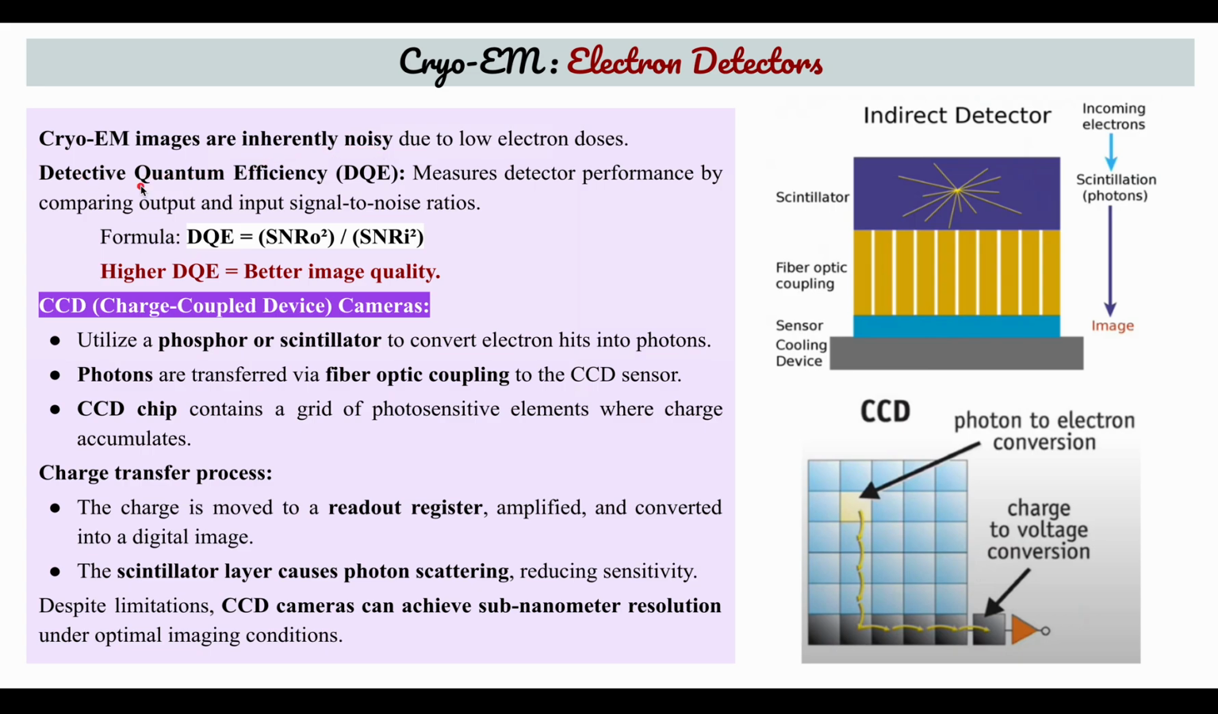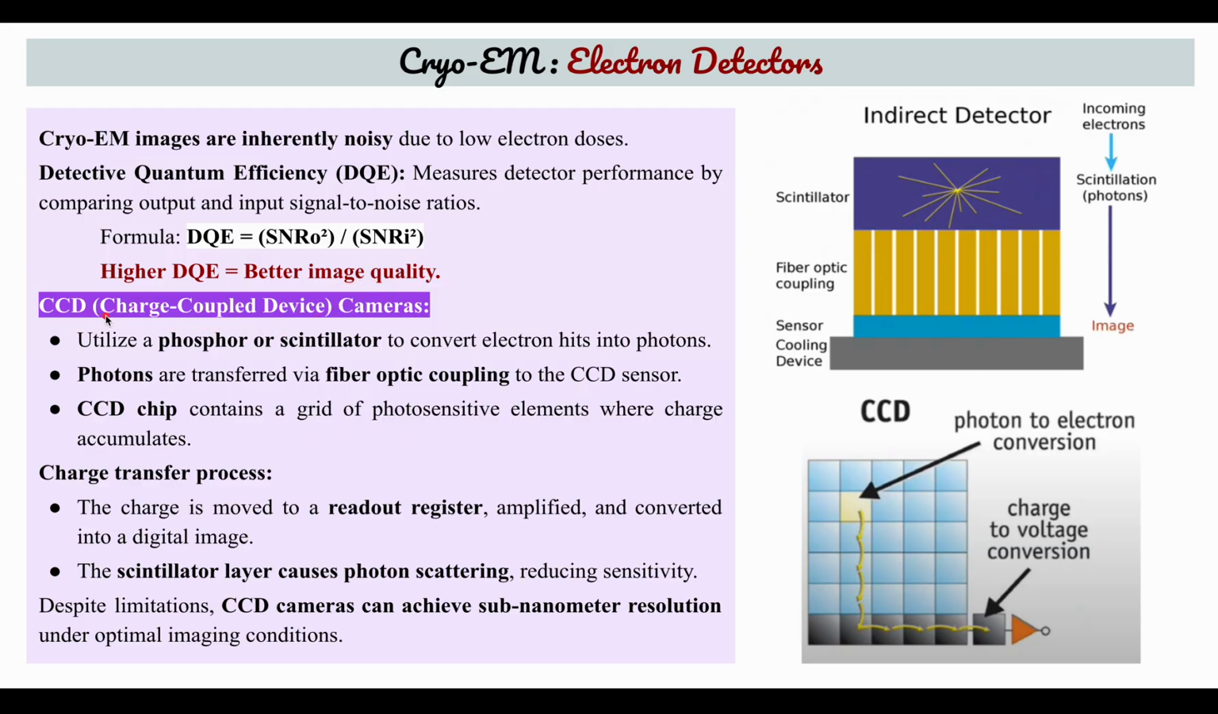There is a metric which is generally used to check the performance of the signal to noise ratio, known as detective quantum efficiency, which is the square of the signal to noise ratio of the output divided by the square of the signal to noise ratio of the input. This ratio is known as detective quantum efficiency, which tells what the performance of a detector is, whether it is good or poor. If we have a high DQE value, which means the signal to noise ratio of the output is high, then the image quality is better.